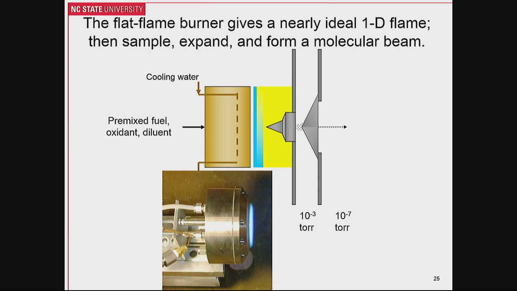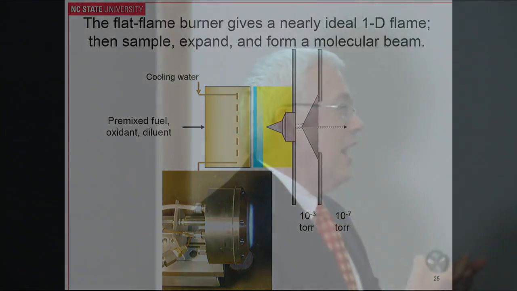By expanding this gas into a 10 to the minus 3 chamber, collimating it with another orifice into a 10 to the minus 7 torr chamber, 10 to the minus 10 atmospheres, which is 10 to the minus 10 bar. What you can see is that we create a beam of molecules. These are not colliding. These have gone to free molecular flow. And of course, if they can't collide with each other, they can't react with each other.